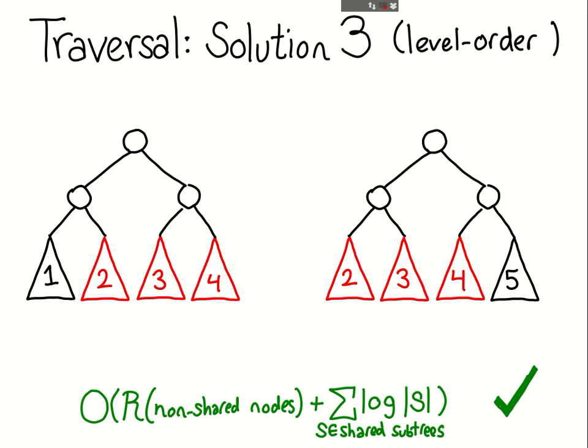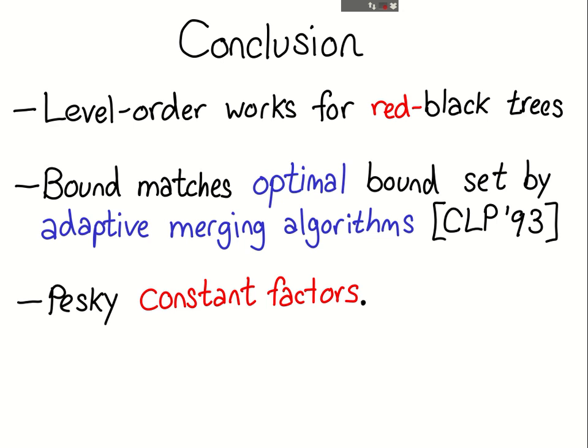This scheme achieves our logarithmic bound in the size of the shared regions, and the reason is because we only ever traverse unshared nodes, which we can charge to the cost of the resolution function. To conclude, level order traversal works for red-black trees, where the invariant is that there are a constant number of black nodes in each path. So whenever a red node is encountered, we simply immediately add its children to the queue. We do not bother checking if it's shared.